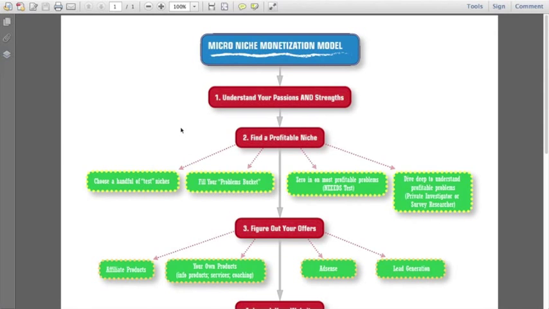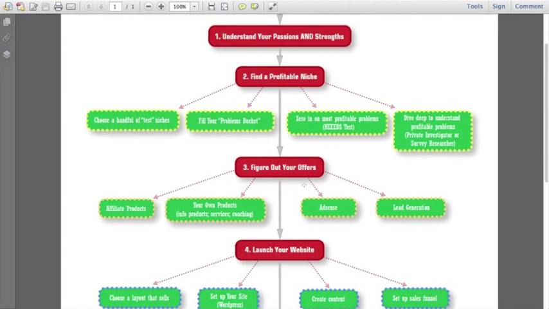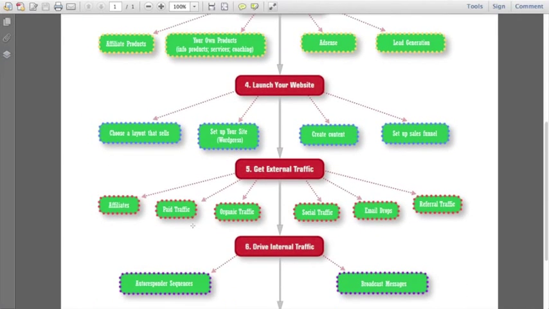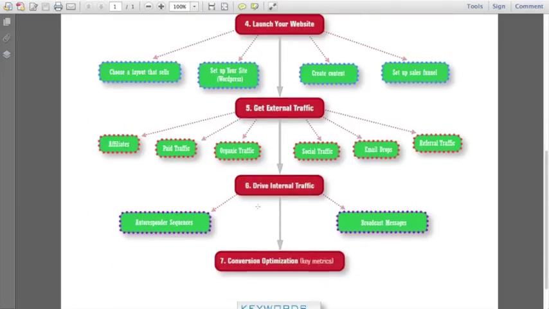Number two is finding a profitable niche. Number three, then you figure out your offers. Number four, you launch your website. Then you get what I call external traffic, and then you drive what I call internal traffic, and I'll explain that. And then you do conversion optimization once everything is set up.